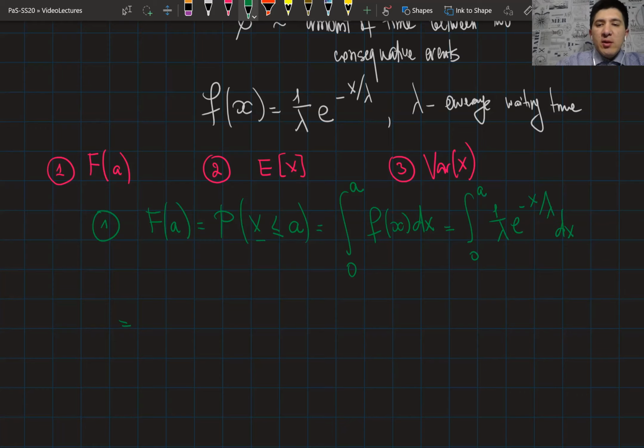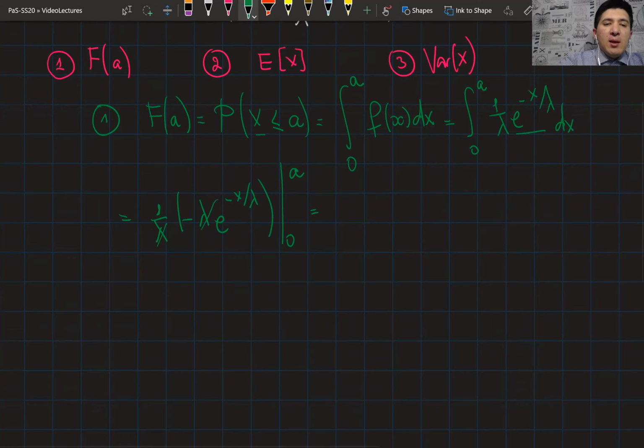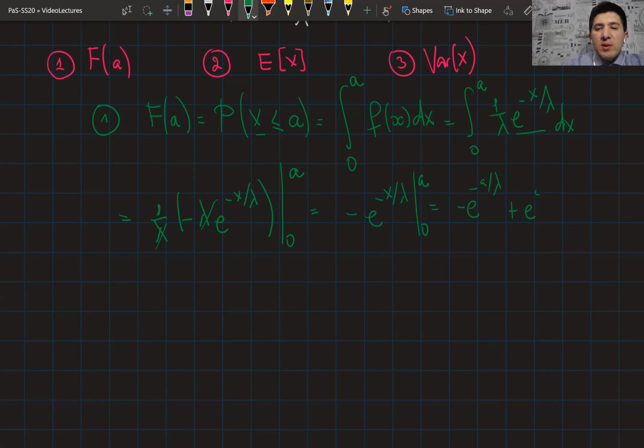The antiderivative of the second term is going to be minus lambda multiplied by e to the power of minus x over lambda. We have to evaluate this at 0 and a. Please note that this lambda and 1 over lambda are going to cancel each other. It's going to be minus e to the power of minus x over lambda, and we have to evaluate this at 0 and a. If I substitute a, it's going to be minus e to the power of minus a over lambda, and if I substitute 0, it's going to be plus e to the power of 0, which is 1. So the answer is 1 minus e to the power of minus a over lambda.